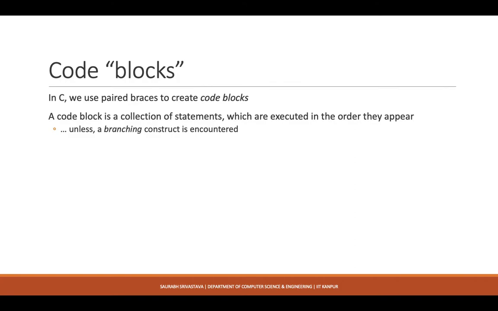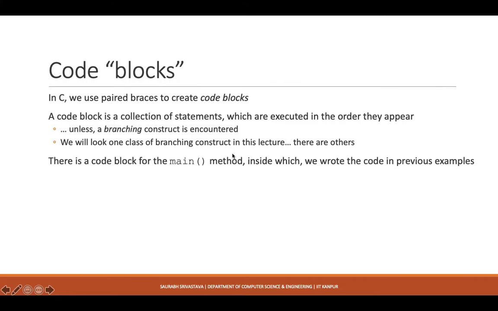This is what it means: when the program execution starts, it reaches up to the return 0 statement, the last statement. This happens unless we have some kind of a branching construct. What exactly is branching? We'll talk about it. The conditionals that we are going to study in this lecture are one of the branching techniques that you get in programming.